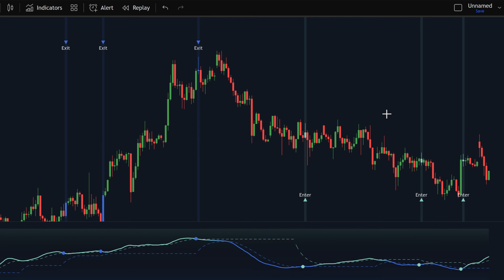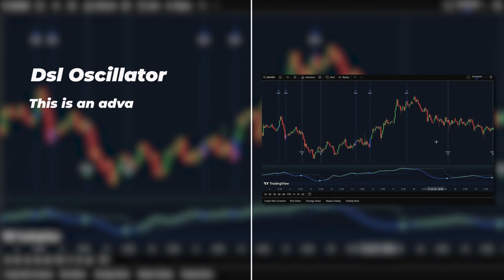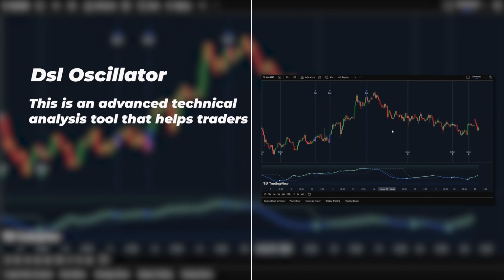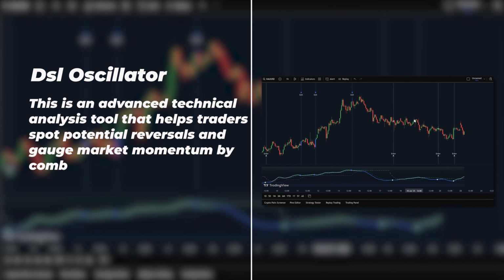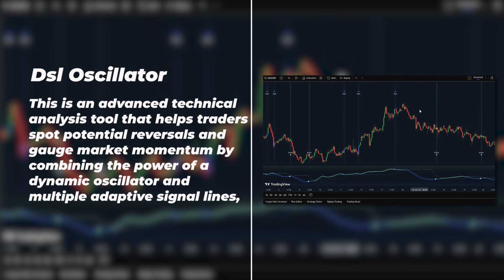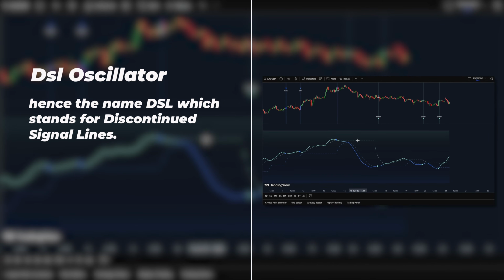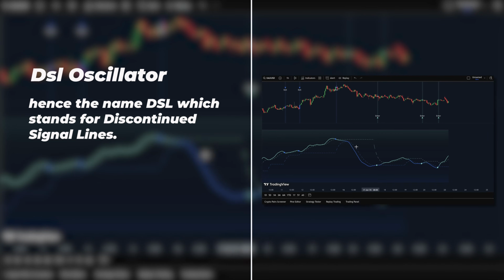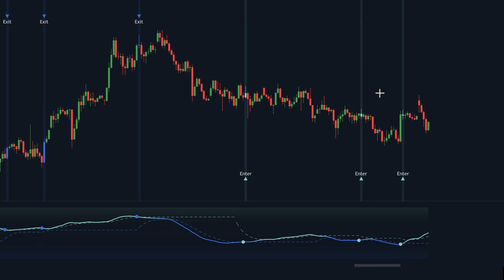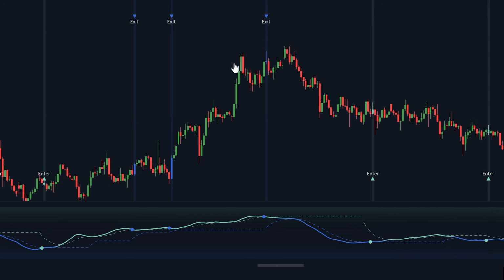Why does this indicator set you apart from the rest? Well, this is an advanced technical analysis tool that helps traders spot potential reversals and gauge market momentum by combining the power of a dynamic oscillator and multiple adaptive signal lines, hence the name DSL, which stands for Discontinued Signal Lines. These lines respond to the indicator's current value, making it easier to determine trades and desired states of the indicator. Let's explore the different parts of the indicator.